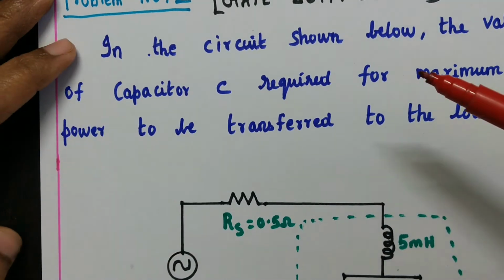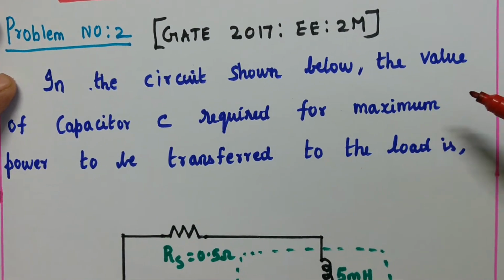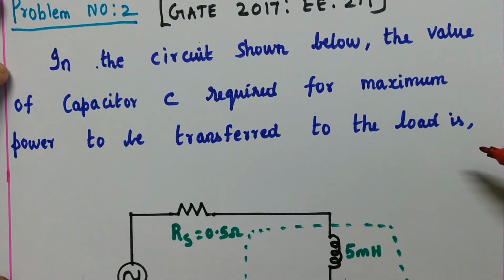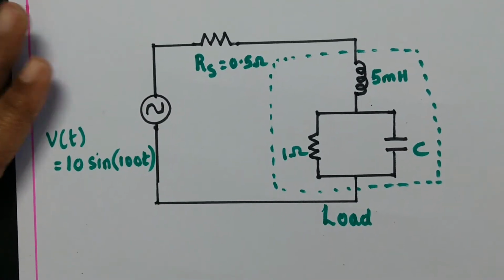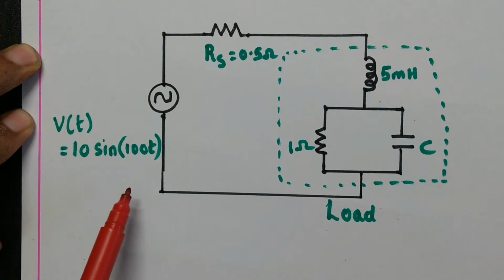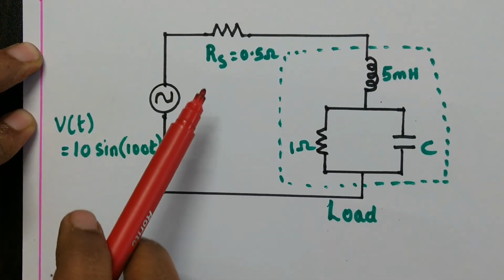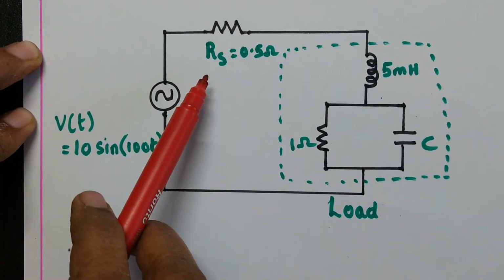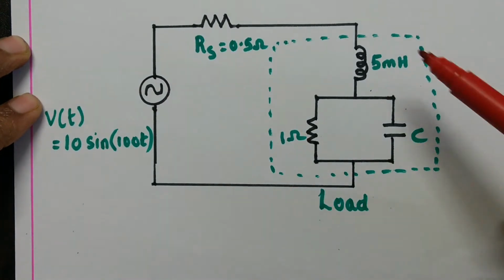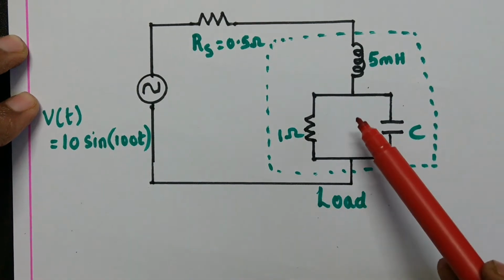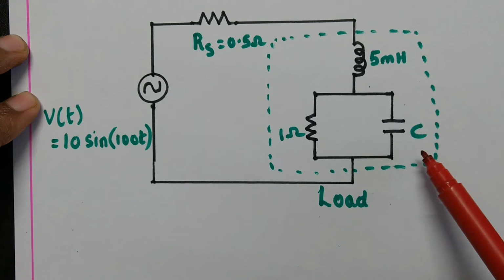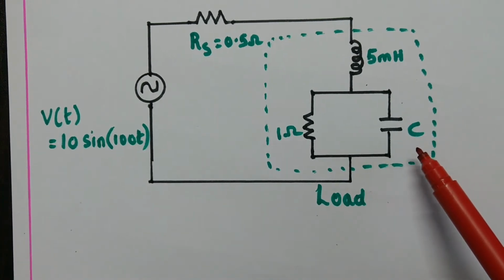And the question is, in the circuit shown below, the value of capacitor C required for maximum power to be transferred to the load is. So circuit is this one. Given sinusoidal voltage is V of t equal to 10 sin 100t in series with the source impedance, source resistance RS equal to 0.5 ohms, and here load consists of 1 inductance in series with the parallel combination of capacitance and 1 ohm. We have to find the capacitance value of C here.